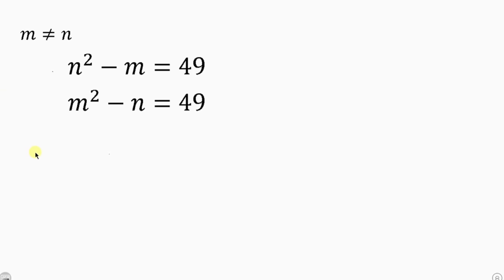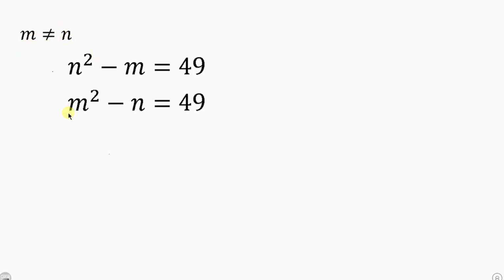Well, look at this nice and beautiful Olympiad question that we have here on the board that we're going to be solving. The question says, solve the system of equations n to the power of 2 minus m equal to 49 and m to the power of 2 minus n equal to 49. Now remember, there is a condition given to us in the question which says m is not equal to n.